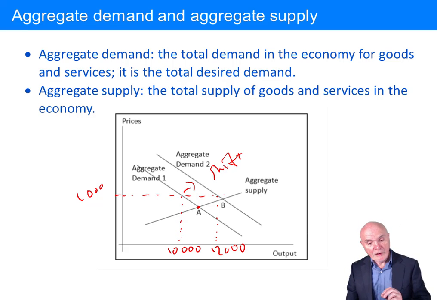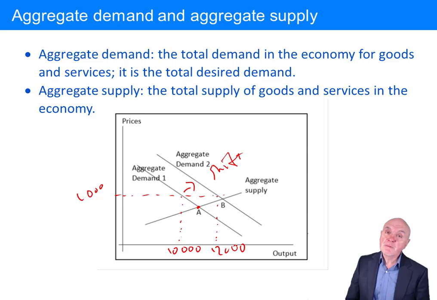Now, why at a given price has aggregate demand suddenly increased? And it might be because people, for example, are feeling optimistic.